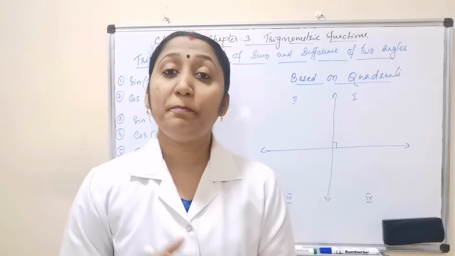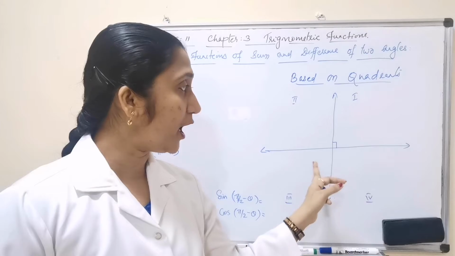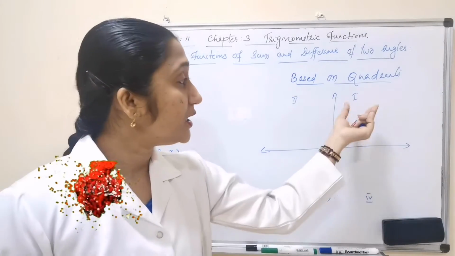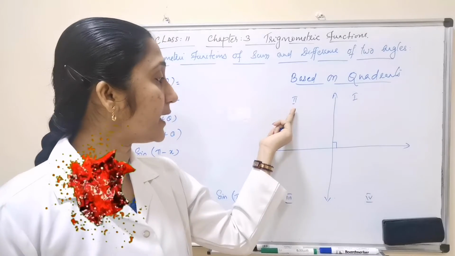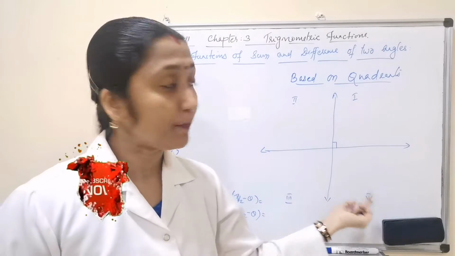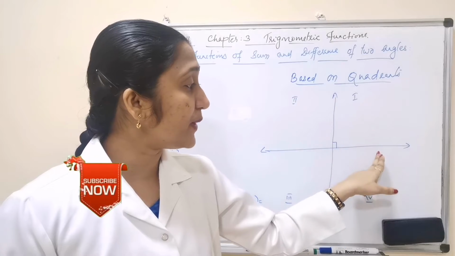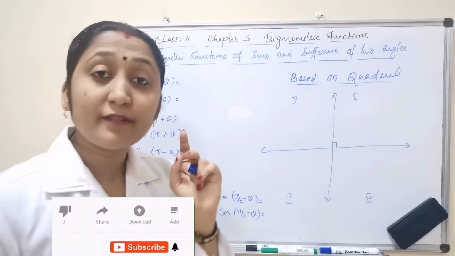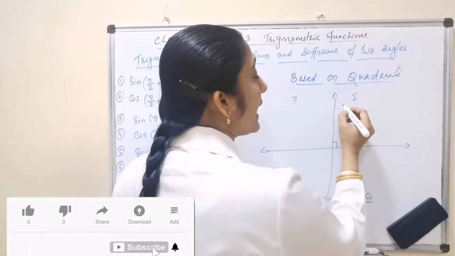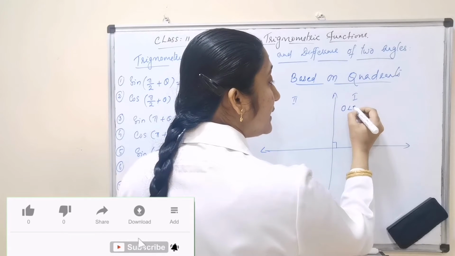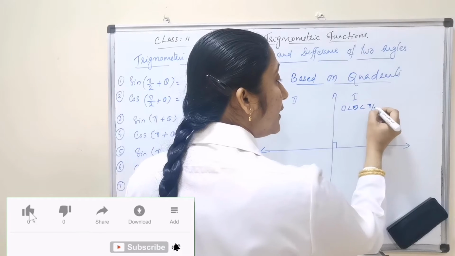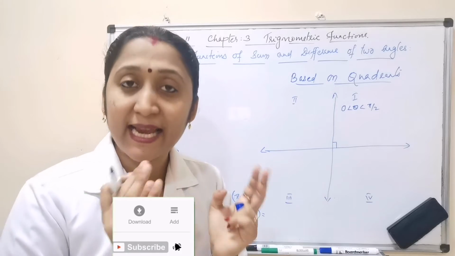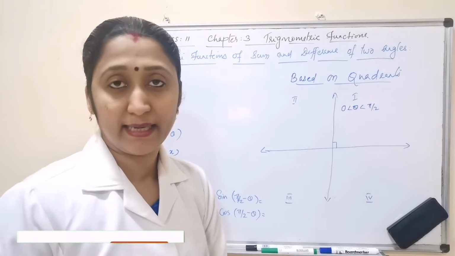Based on quadrants, here I have drawn the quadrants. Last class, we discussed the quadrants. This is the first quadrant, this is the second quadrant, this is third and fourth. The first quadrant is very easy, 0 to 90. That means the first quadrant lies between the angle 0 less than theta less than pi by 2. Pi by 2 means 90 degrees. So 0 to 90 degrees.